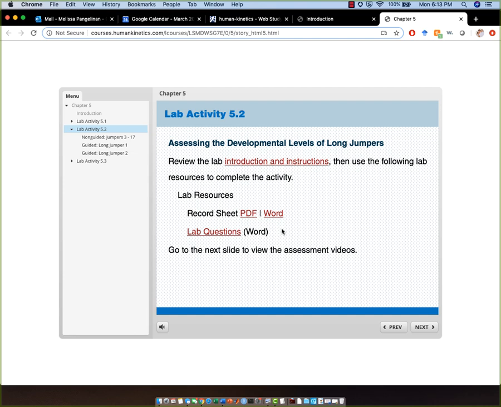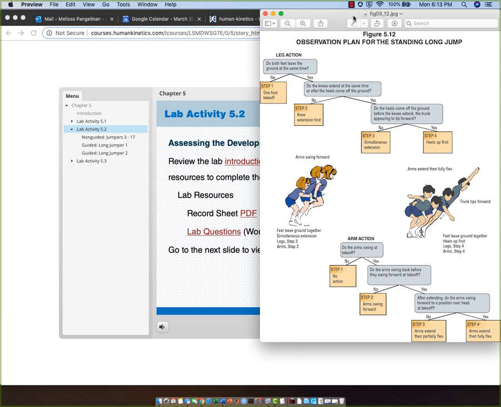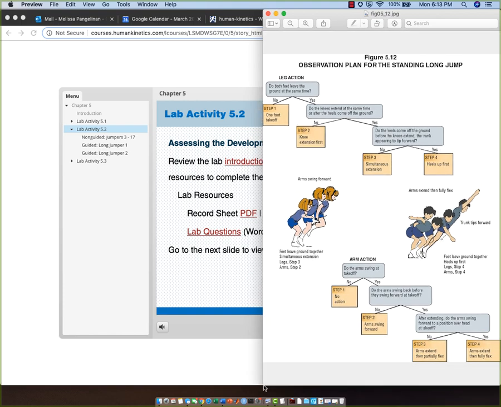The first thing we're going to want to do is make sure that we have figure 5.12 downloaded and ready and available to see. So here's figure 5.12. This is located under modules or in the instructions that are provided in the announcement on Canvas, or also in the book. So we can see the observation plan for the standing long jump, and I'm going to extend this a little bit so it's easier to see.